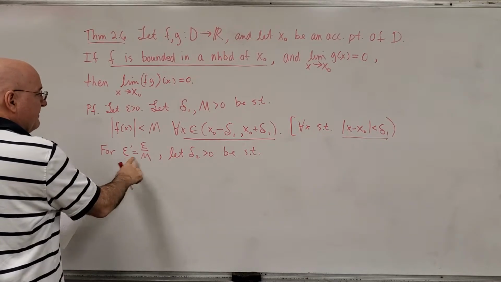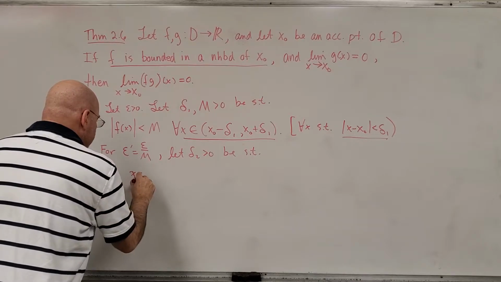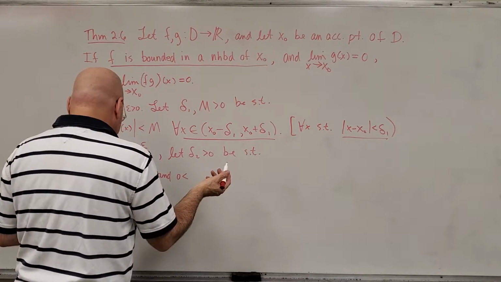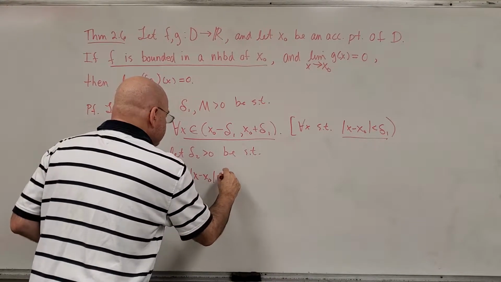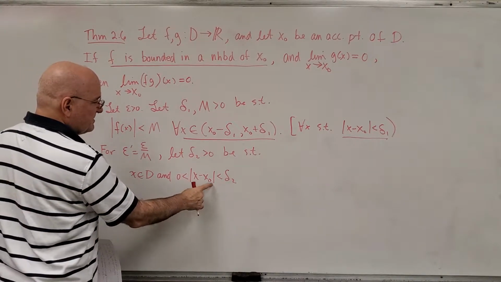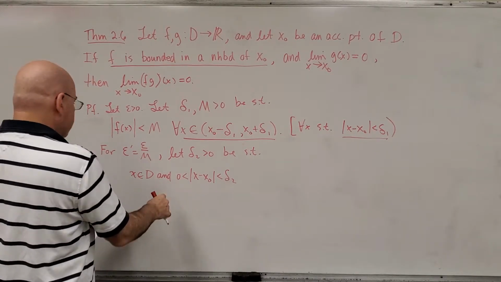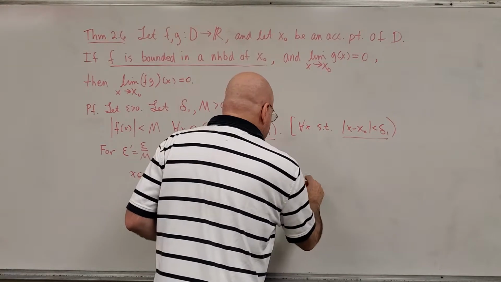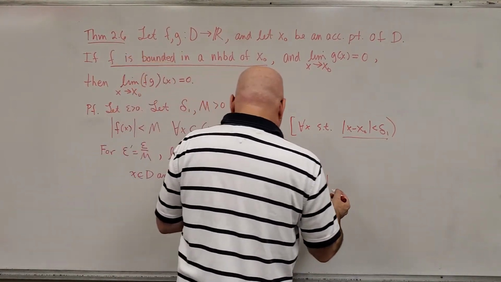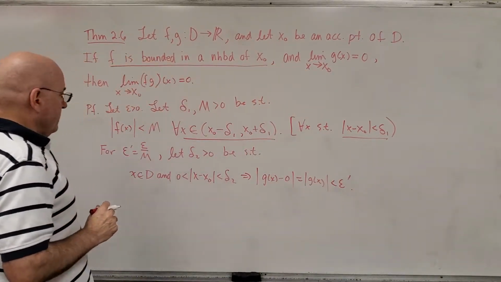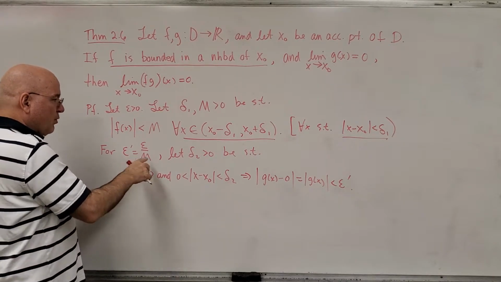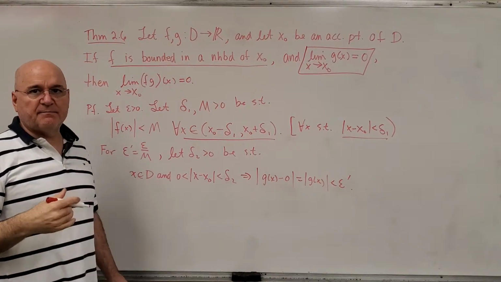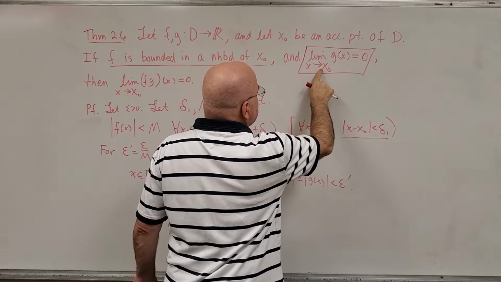Therefore, for this positive number epsilon prime, I know there is a delta 2 such that if x is in the domain and it's a limit, so I need to say 0 less than the absolute value of x minus x naught less than delta 2. So this means that x is within delta 2 of x naught, but it's not equal to x naught. If that's true, we get that the absolute value of g of x minus 0, which I'm just going to write as the absolute value of g of x, is less than epsilon prime. Why am I able to make that statement for this positive number? Why do I know there's such a delta 2 here? Because I just simply use the definition of what it means for the limit of the function g of x as x goes to x naught to be 0.